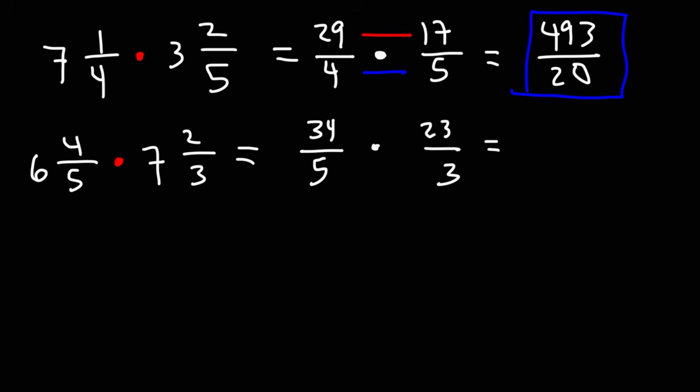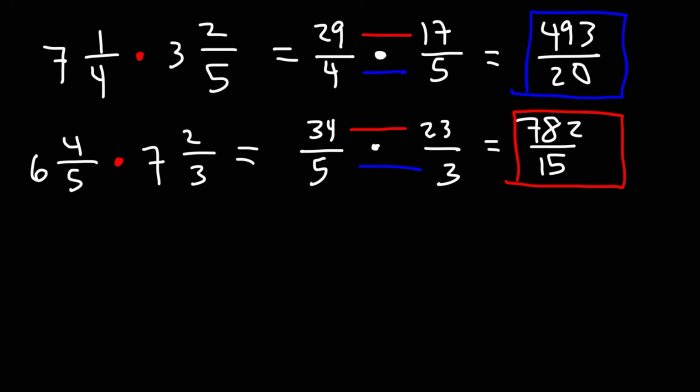And now let's multiply across. 34 times 23. I'm using the calculator for that. And that's going to be 782. And then 5 times 3, that's 15. So the answer is 782 over 15. By the way, for those of you who want to review long multiplication, here's what you can do if you don't have a calculator and you want to multiply those two numbers.